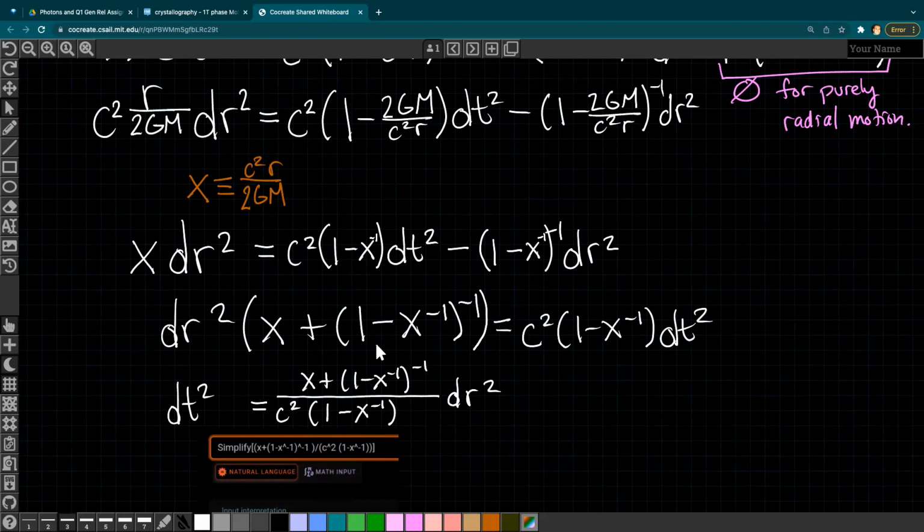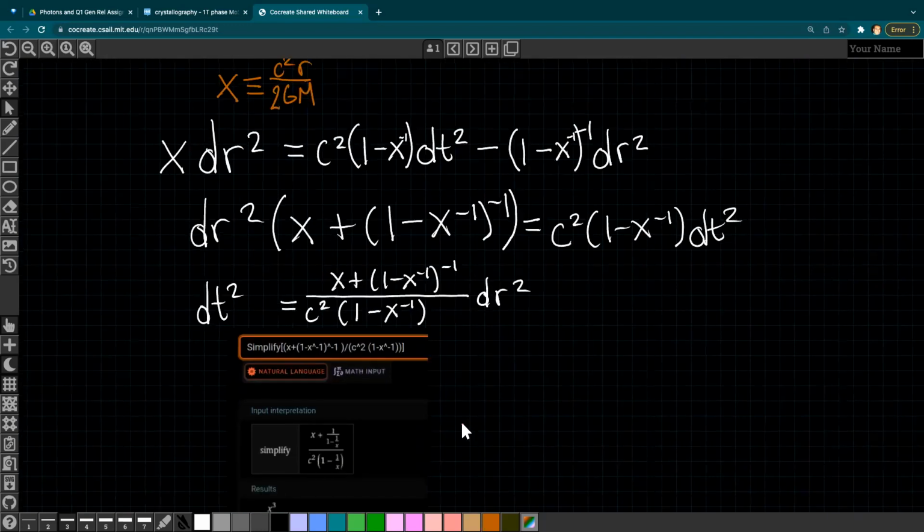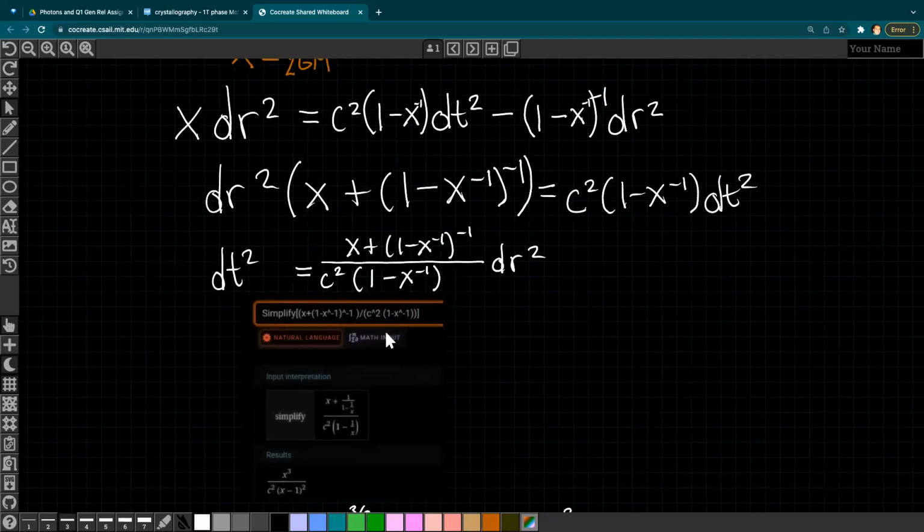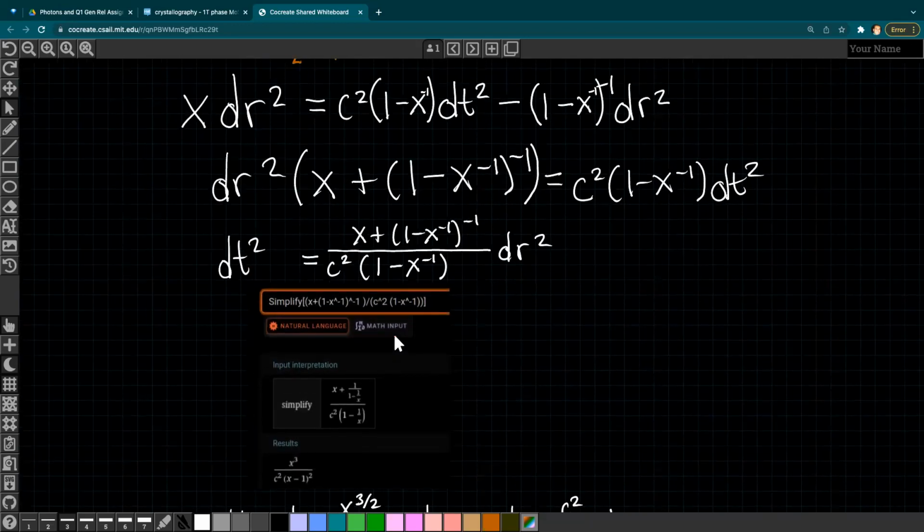I have some complicated expression here: (x + (1 − x)^(-1)) divided by c squared times (1 − x). So x plus (1 − x) to the negative 1, all to the negative 1, divided by c squared times (1 − x) to the negative 1. That's a bit of a complicated expression. So I'm just going to use Wolfram Alpha's simplify function to get a more simplified version of this.